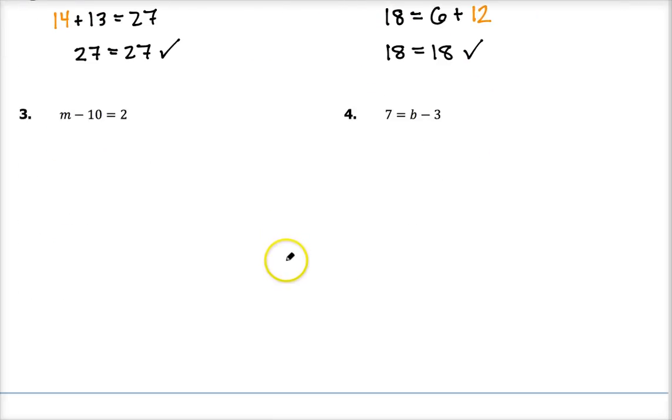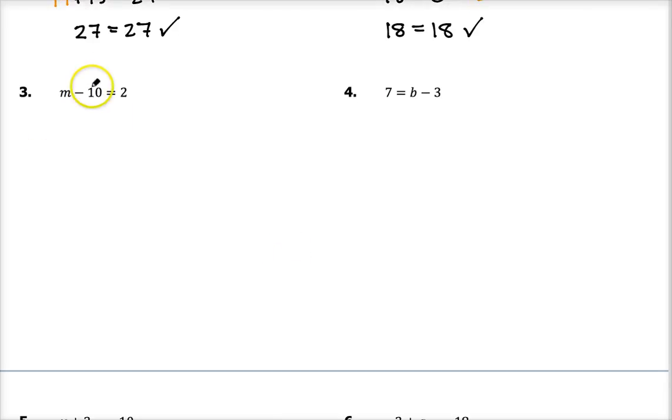Okay, number 3, m minus 10 equals 2. So we want to isolate the m, and that means we want to get rid of this subtract 10. Well, the inverse of subtraction is addition, so I'm going to add 10 to the left side of this equation to undo this subtraction. And to keep the equation balanced, I need to do the same thing on the right side. Add 10 to 2.